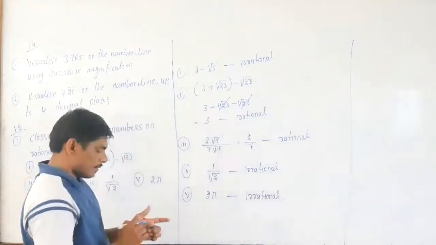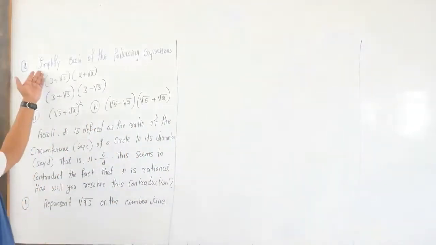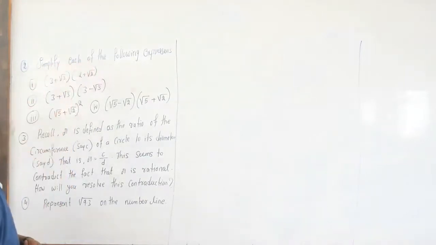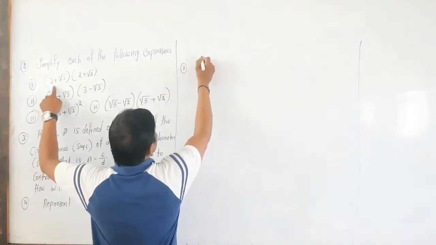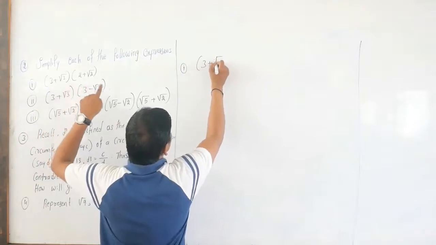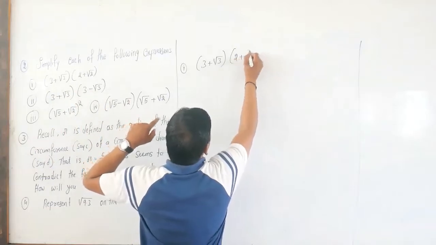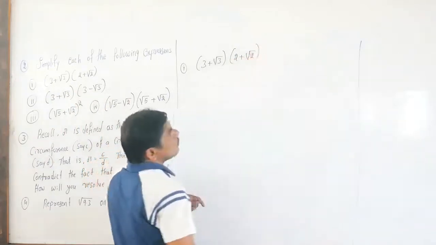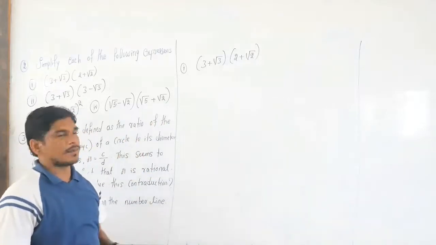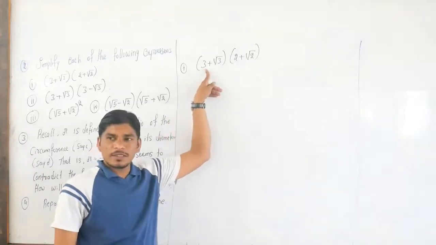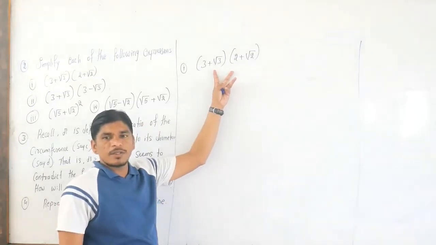Now this is the first one in exercise 1.5. Next question, second one: simplify each of the following expressions. The first question is 3 plus root 3 into 2 plus root 2. Now this is a very simple problem. Multiplication of binomial by binomial. Here the first one is a binomial term, the second one is also binomial. This procedure is called multiplication of binomial by binomial.